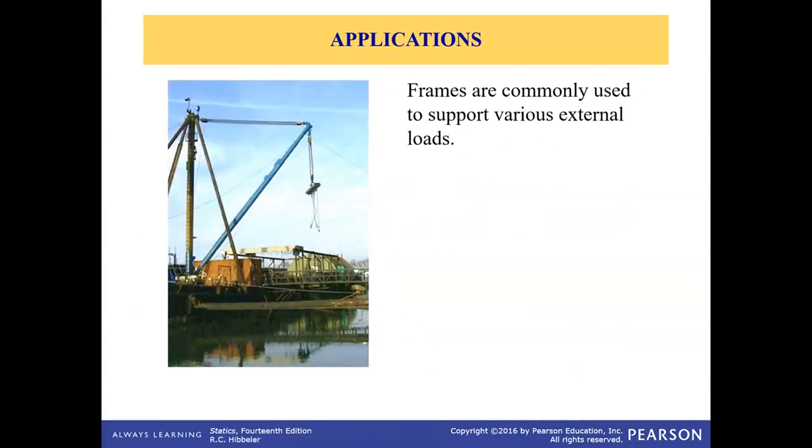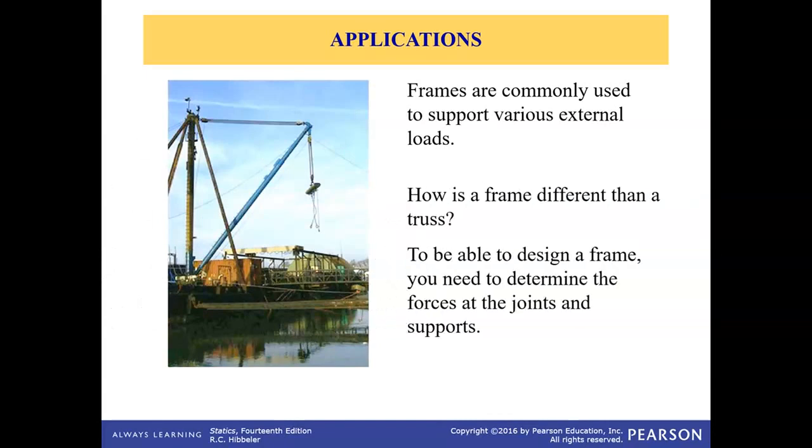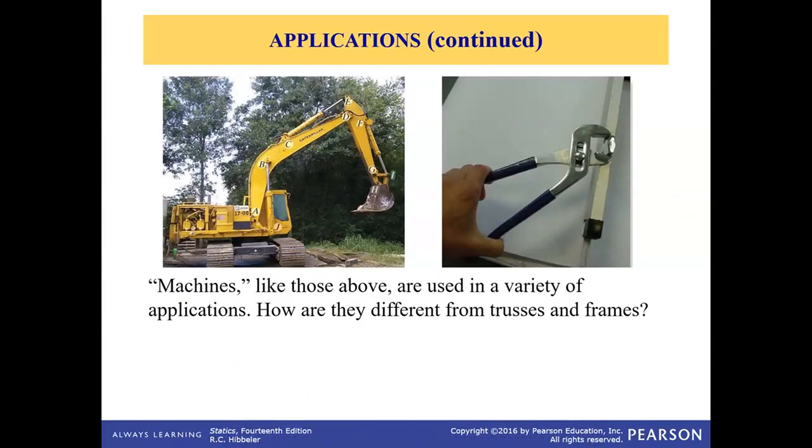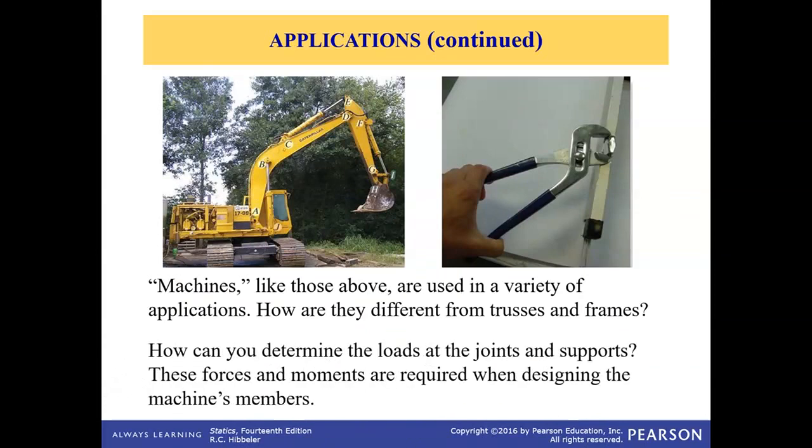Applications. Frames are commonly used to support various external loads, as you can see here, like the structure of a frame. How is a frame different than a truss? Frames have at least one multi-force member. Machines like those above are used in a variety of applications. How are they different from trusses and frames? Machines transmit motion and power.